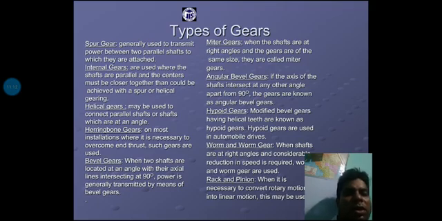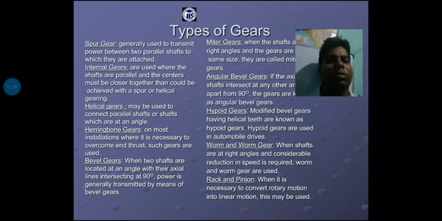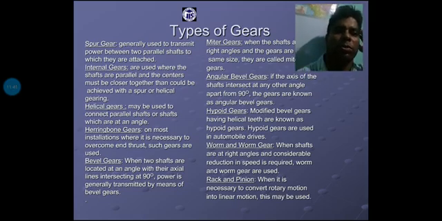And next one is hypoid gears. Hypoid gears are modified bevel gears having helical teeth, and they are used in automobile drives.